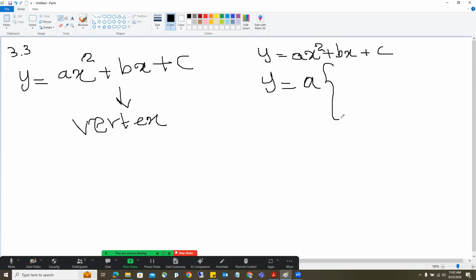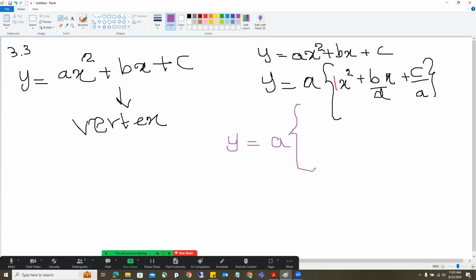Okay, and then we can rewrite the rest of the terms. That is x squared plus b over a x plus c over a. Is it clear? I made the coefficient of the x squared term 1. Now we are making it a complete square.